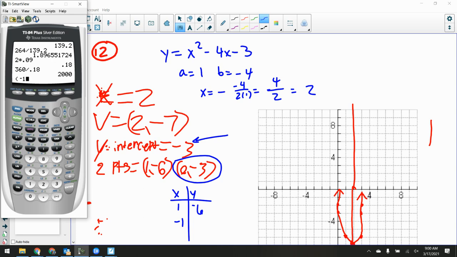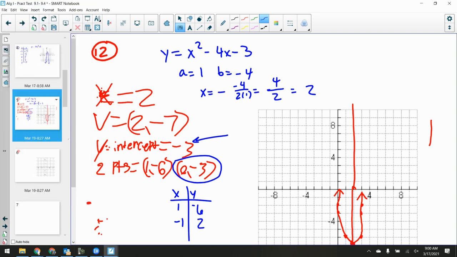We got negative 1 squared minus 4 times negative 1 minus 3. And that gets us a 2. So negative 1, 2. See how it went up there, and we should have seen it up there. It should have gone all the way up there. And you reflected it over a little bit incorrectly as well. This should have been 2 units away here and 2 units away there. You see that? Yeah. Not totally symmetrical.